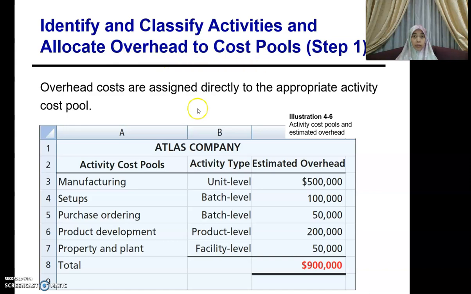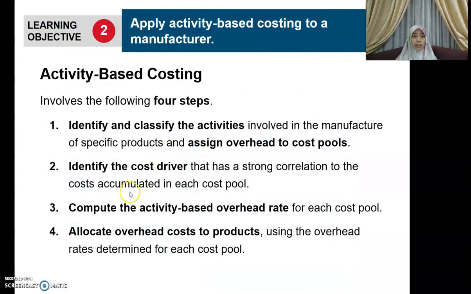and allocate overhead to the cost pool. This one is your cost pool, activity cost pool, and then you assign the estimated overhead to each of these cost pools. Okay, you can see the second one is to identify the cost driver. The cost driver that you have identified must be the one that has a strong correlation to the cost accumulated in each cost pool. So that means you find the drivers that have a direct relationship or a high influence towards the incurrence of your cost.